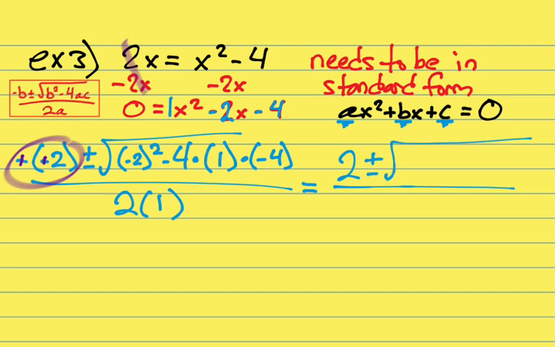Then draw the plus minus square root part. Negative 2 squared is 4. And then multiply from left to right to do the next part. Negative 4 times 1 is negative 4, and then negative 4 times negative 4 is positive 16. So put a plus 16 after the 4. And then that 2 times 1 at the bottom, that just becomes 2 in the denominator.